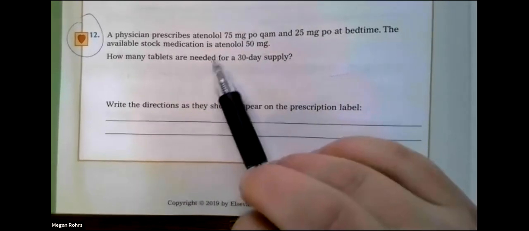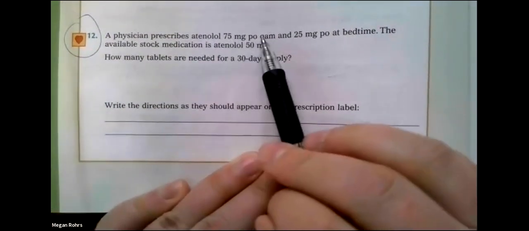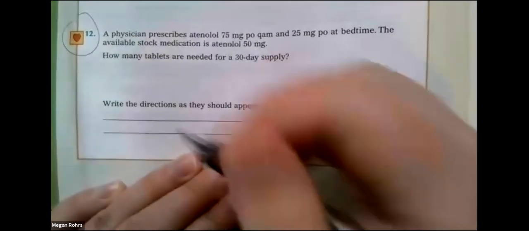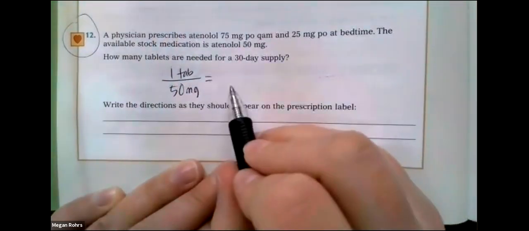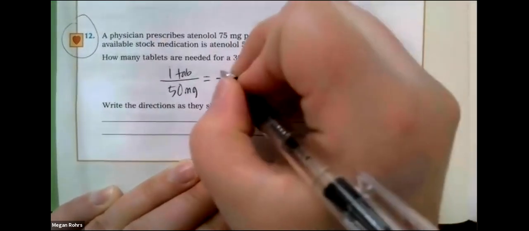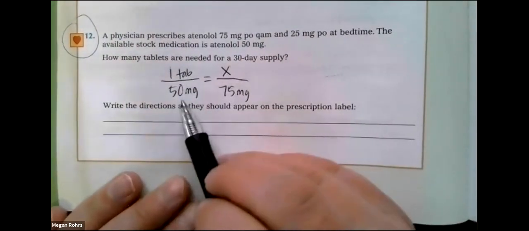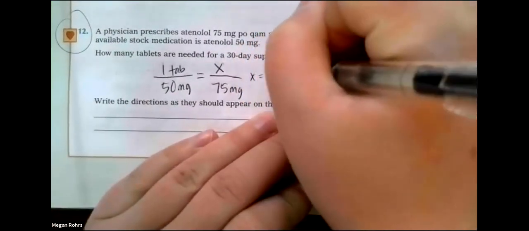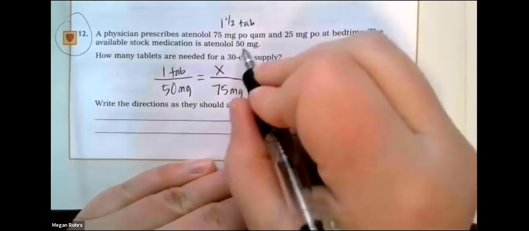Now, they're taking 75 milligrams in the morning. So first we need to figure out how many tablets they are taking in the morning. Well, we know that one tablet is 50 milligrams. So if one tablet is 50 milligrams, we can set that equal to our morning dose, which is 75 milligrams, and solve for X here. So we're taking 75 divided by 50, and that gives us 1.5 tablets. So in the morning, they're taking 1 1/2 tablets.